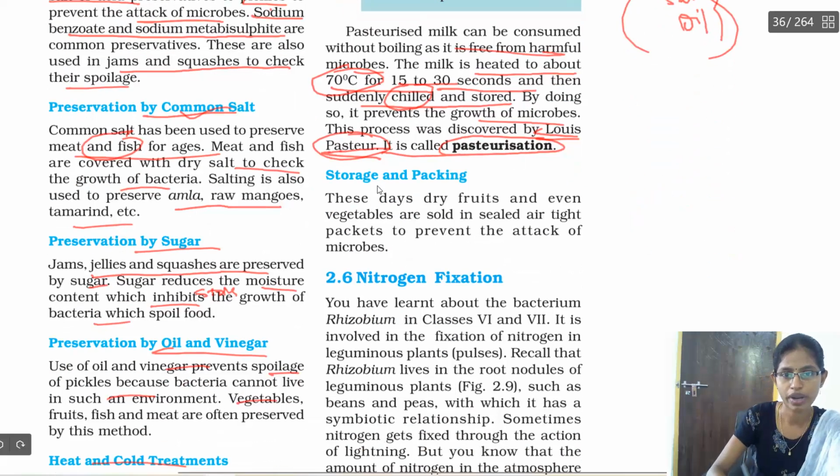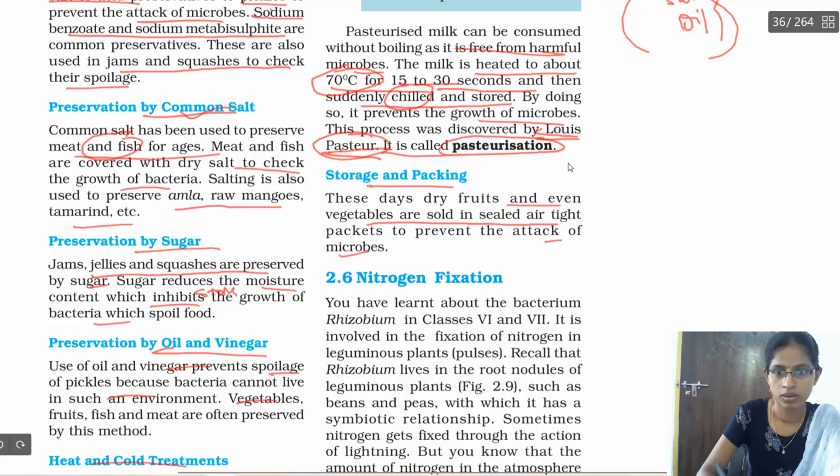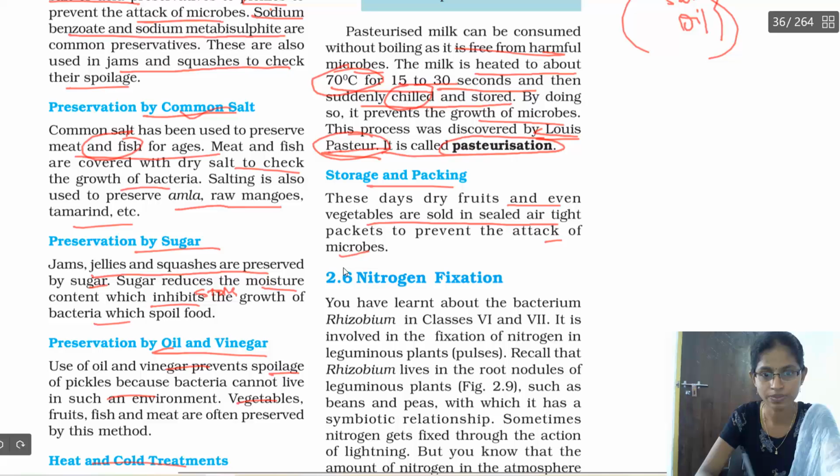Next, storage and packing of food. These days, dry fruits and even vegetables are sold in sealed tight packets to prevent the attack of microbes. In the market, we have seen that dry fruits, almonds, cashews, raisins are all packed in tight sealed packages. Why? To prevent microbes. Vegetables and fruits are also packed in sealed airtight packets to prevent microbes.